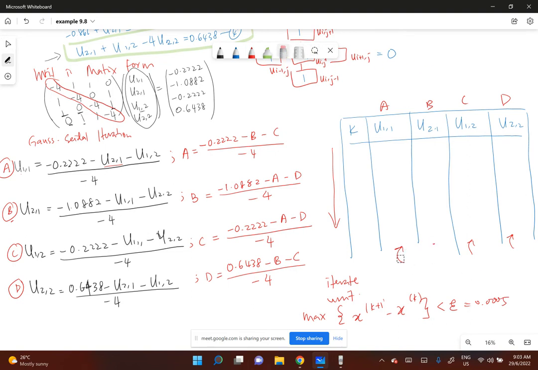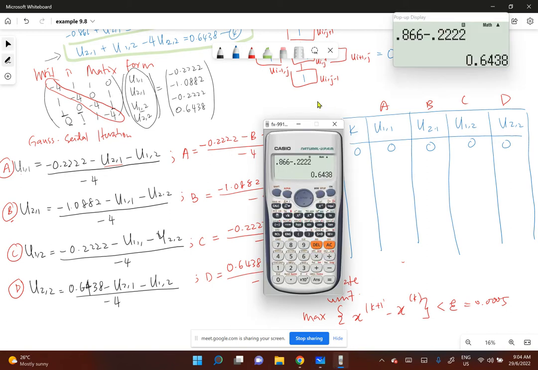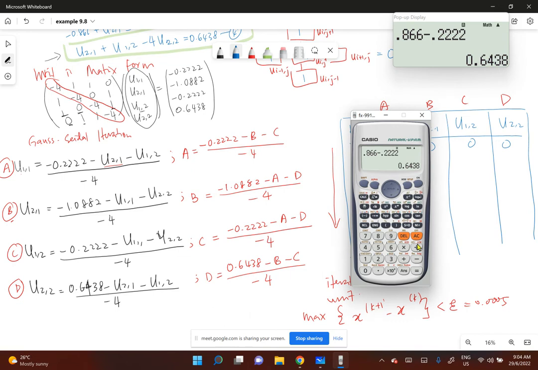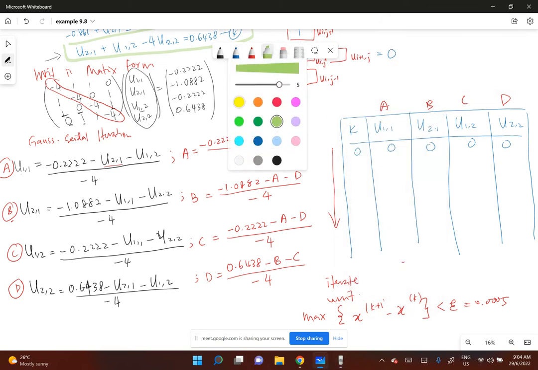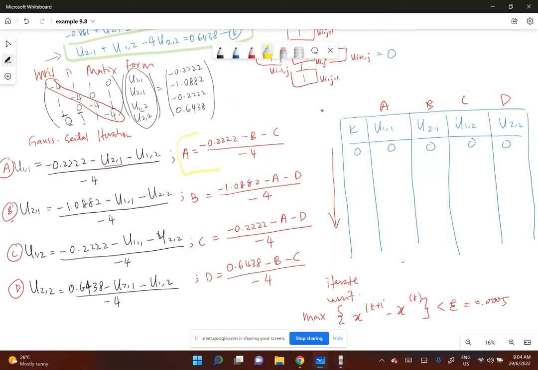Okay, let me repeat. That means revision. Now start from 0. From 0 we put all the values here for A, B, C, D, which are 0. So we key in the calculator. Remember, we key in all the equations together. Start with the first equation, this one.